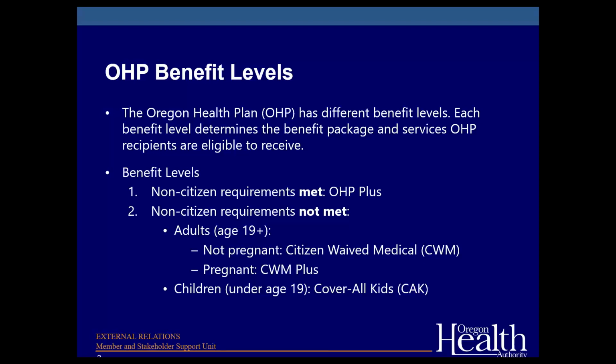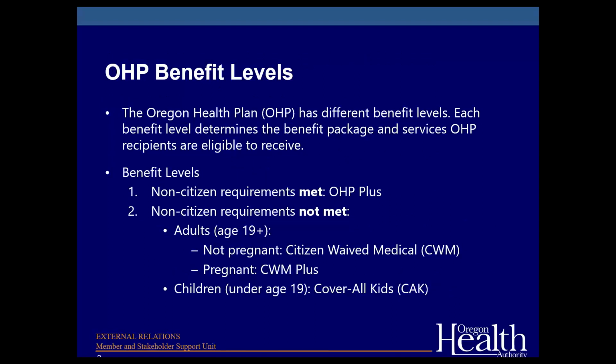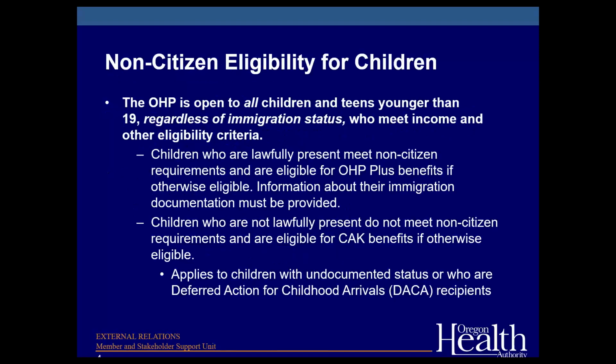Number 2, if non-citizen requirements are not met, then age and pregnancy become factors in determining the appropriate benefit level. For the first one, non-pregnant adults would be eligible for the Citizen Waived Medical, which is CAWM benefit. Pregnant adults would be eligible for the CAWM Plus benefit, which is almost comparable to the OHP Plus. And for the second bullet, as you can see, children under the age of 19 are eligible for the Cover All Kids benefit, which is comparable to OHP Plus.